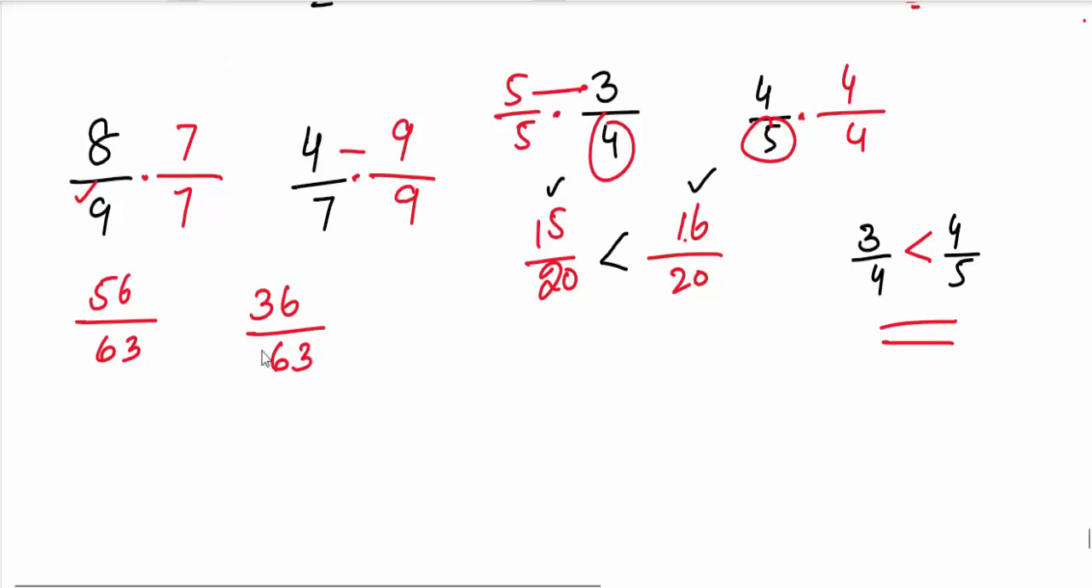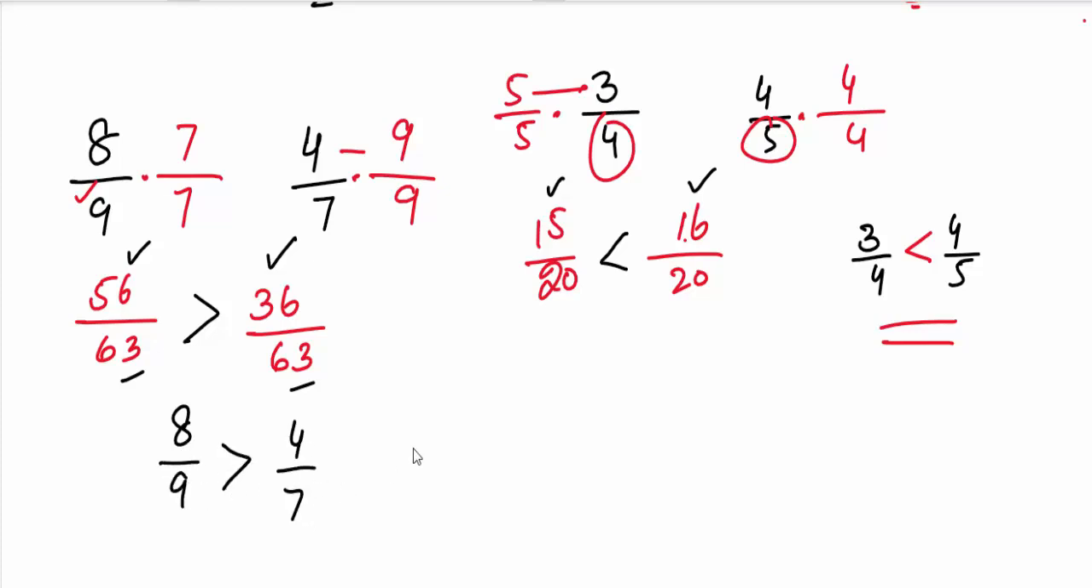So you can see that the denominators are the same. Now look at the numerators. This is 36, this is 56, so this is greater. So you can say that 8 over 9 is greater than 4 over 7. So this is the way you can compare two fractions. First of all, find the common denominator, then you can easily compare.